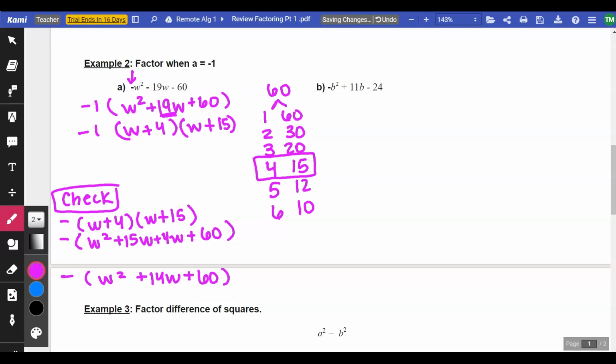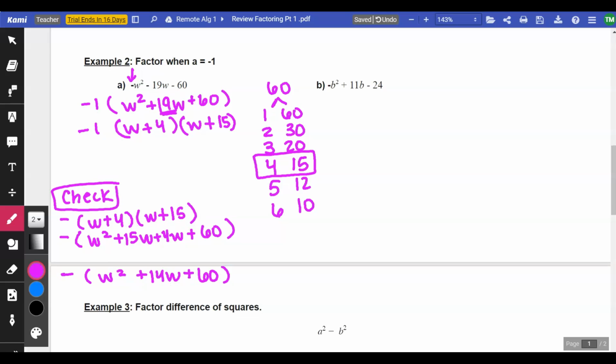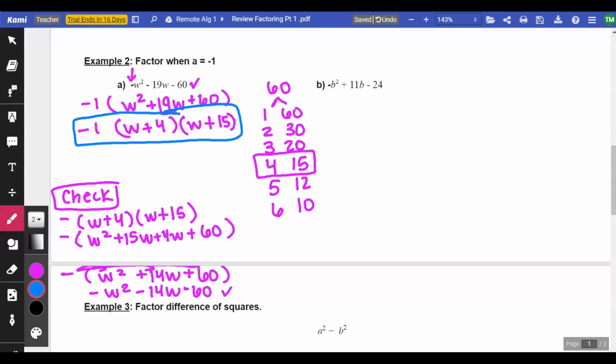I'm going to distribute that negative, and I'm going to distribute the negative to w squared, 14w, and 60. So negative w squared, negative 14w, and negative 60. And it checks out. So I know that this is in fact my final answer. Negative 1 times w plus 4 times w plus 15 is in fact the factored form of the original problem.